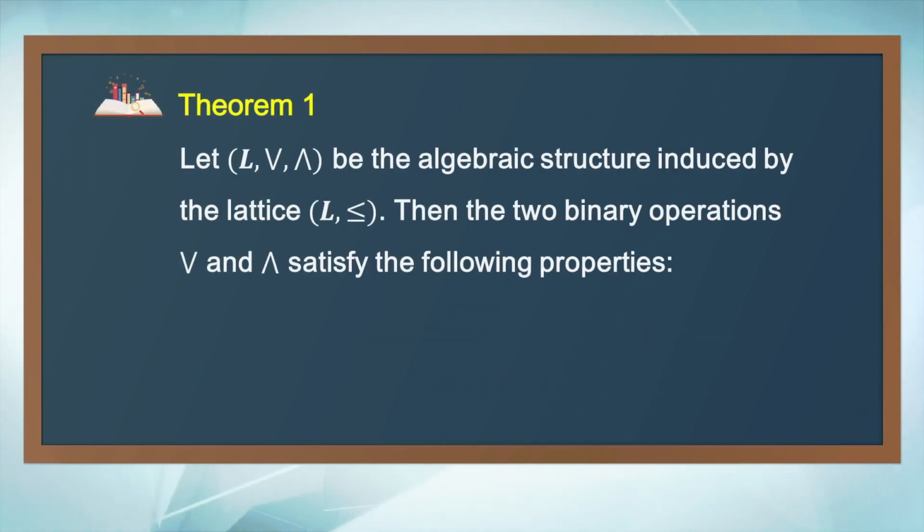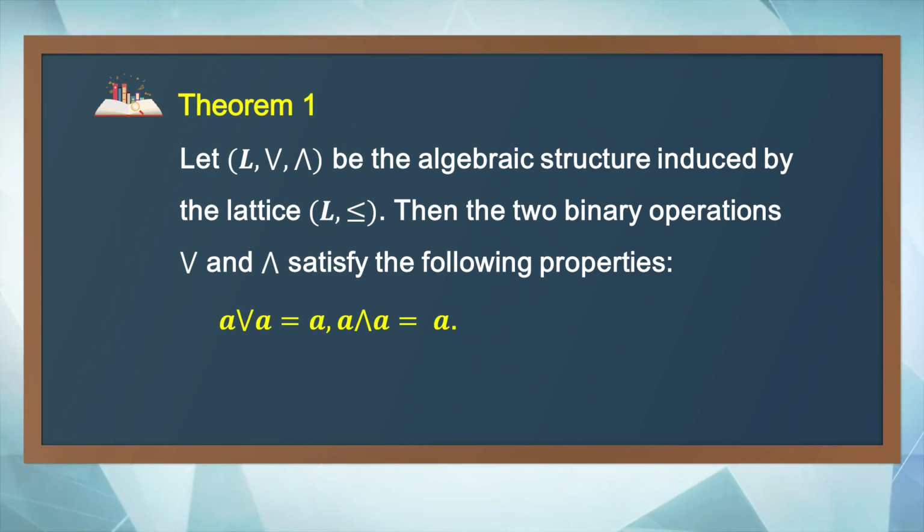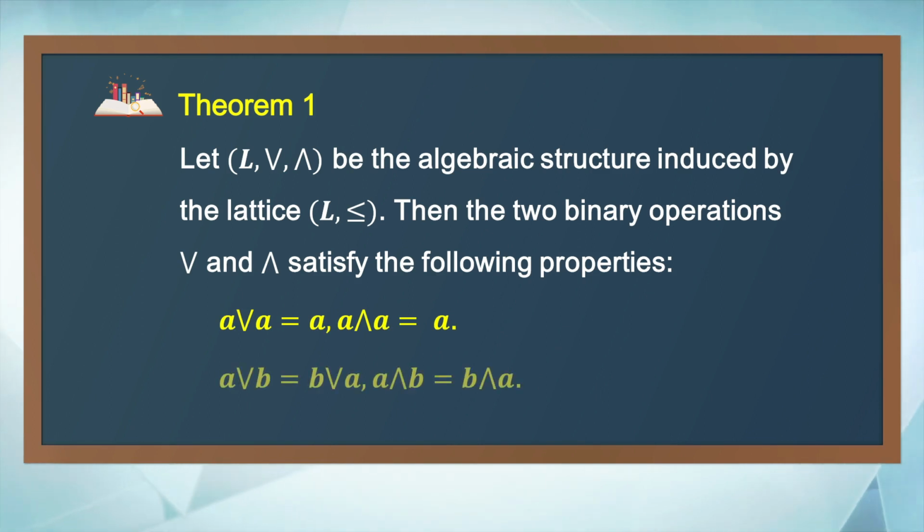Theorem 1. Suppose this is the algebraic structure induced by the lattice. Then the two binary operations satisfy the following properties. First, the idempotent laws. The join of A and A equals A. The meet of A and A equals A. Second, the commutative laws. The join of A and B equals the join of B and A. The meet of A and B equals the meet of B and A.